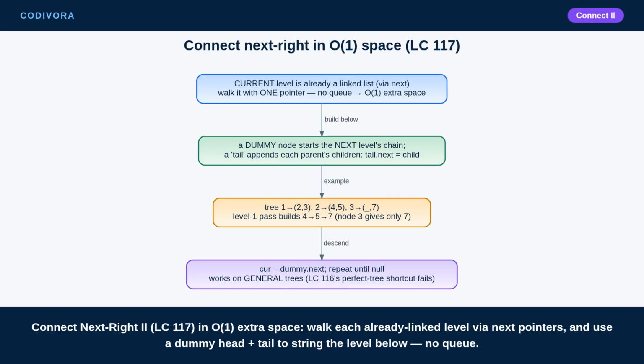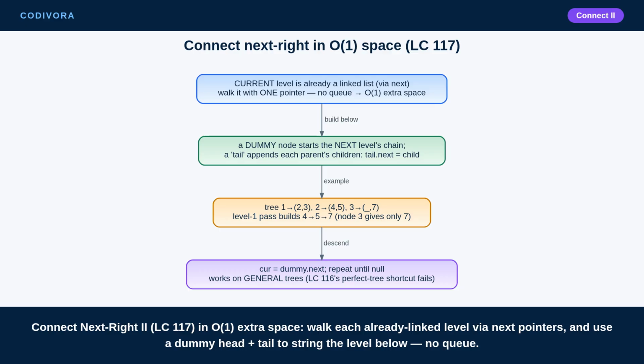The senior follow-up: do level linking with no queue, in constant extra space. The trick is that once a level is linked by next pointers, that level is a linked list, so you can walk it with a single pointer instead of a queue. As you walk the current level left to right, you build the next level's chain using a throwaway dummy node and a tail pointer. For each parent, tail.next equals its child.